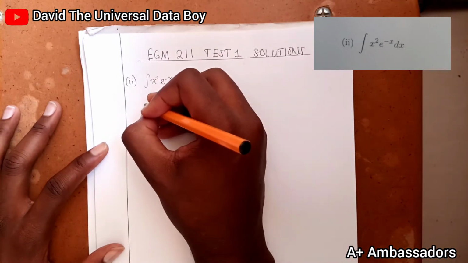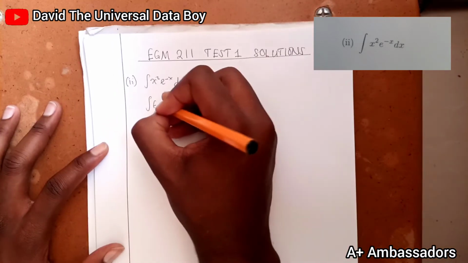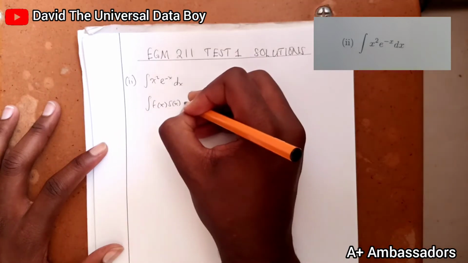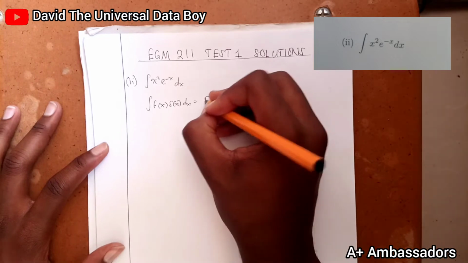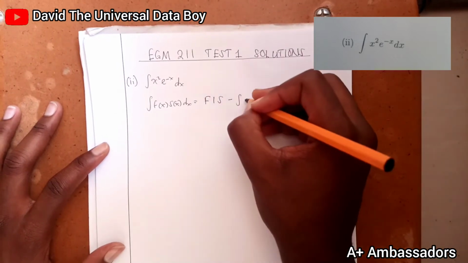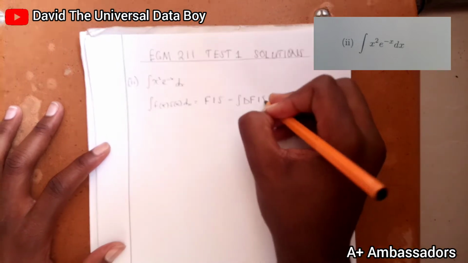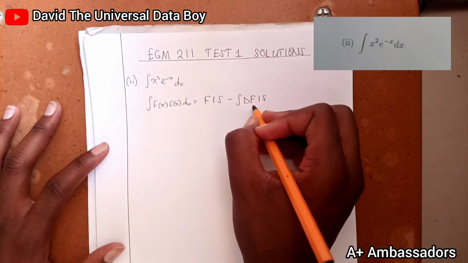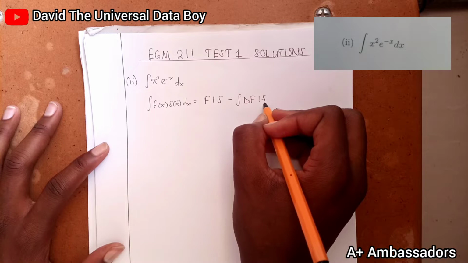So as usual, we're going to utilize the formula which I talked about. The integral of f of x s of x dx is equal to the first function times the integral of the second function, minus the integral of the derivative of the first function times the integral of the second function.